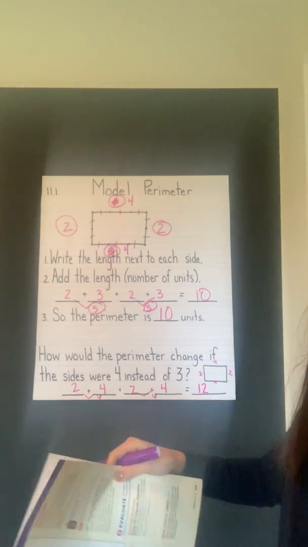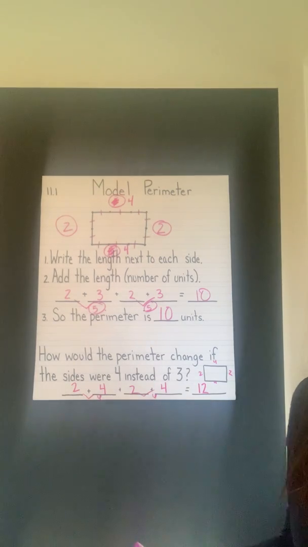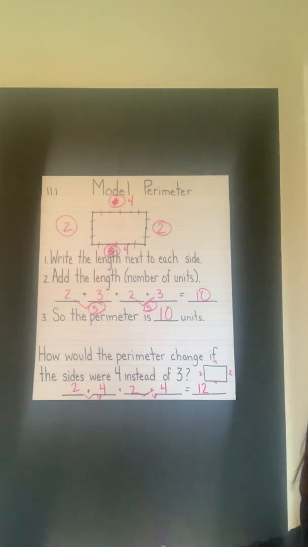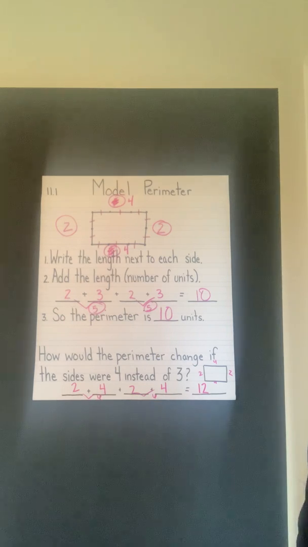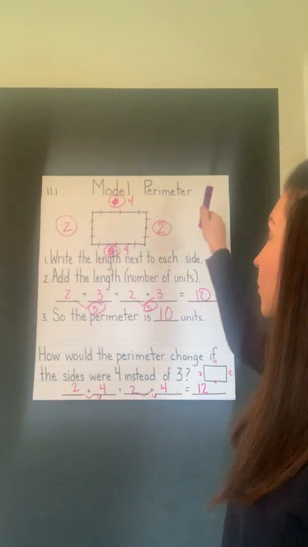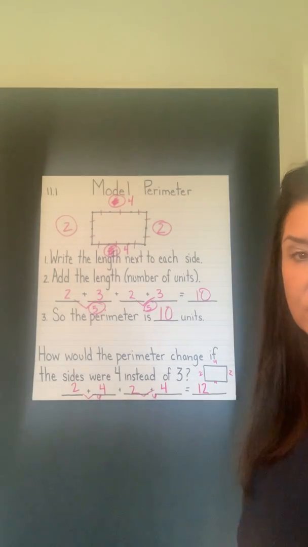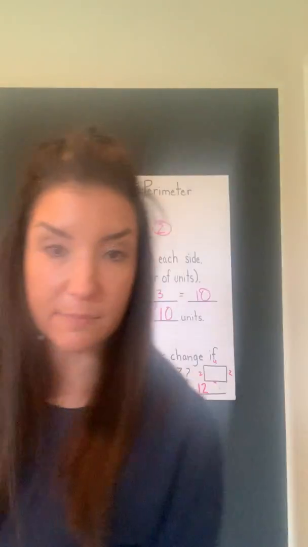Remember with perimeter, it's the outside of the area, outside of something. Think about something in your room that you would use perimeter to measure. A picture frame. With a picture frame, you would use the perimeter to measure the outside of a picture. Okay, I'm going to grab our next sheet.